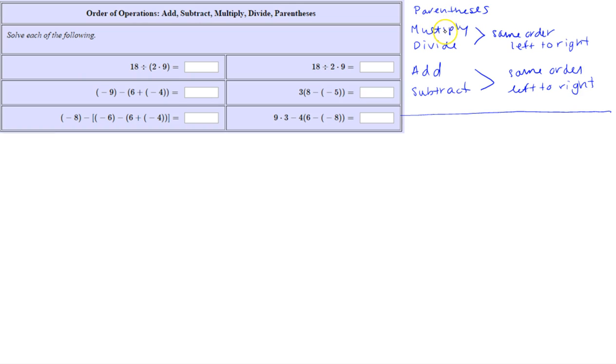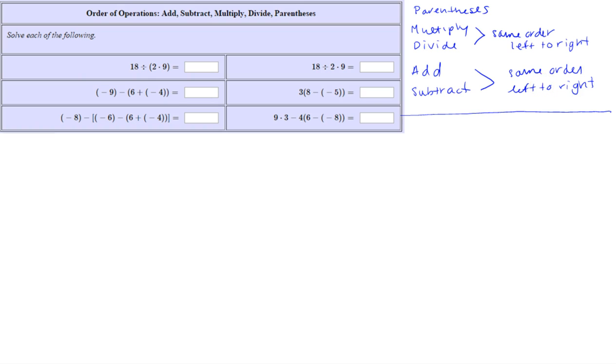Then we'll perform any multiplication or division. And remember, multiplication doesn't necessarily come before division. They have the same order from left to right. So after we finish parentheses, we'll do any multiplication or division from left to right. And then the same idea with addition and subtraction, which comes next. They have the same order, but we perform them from left to right.